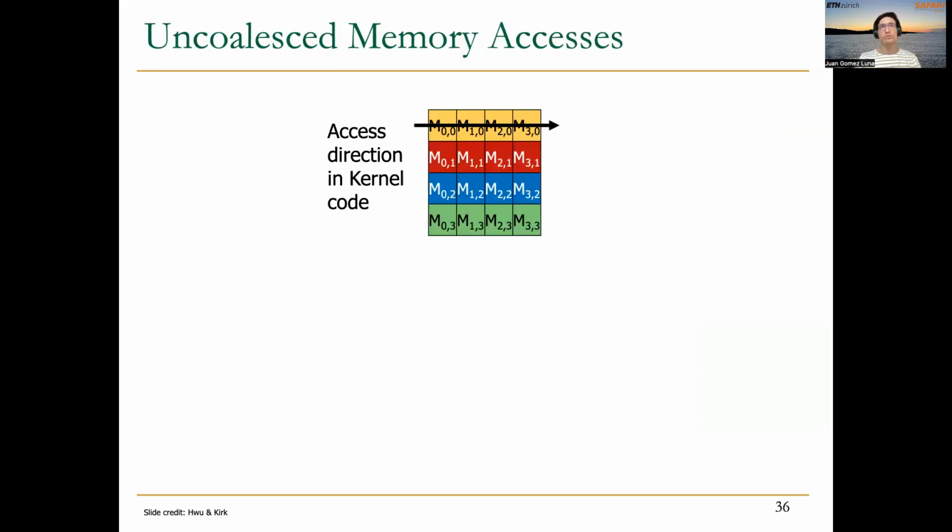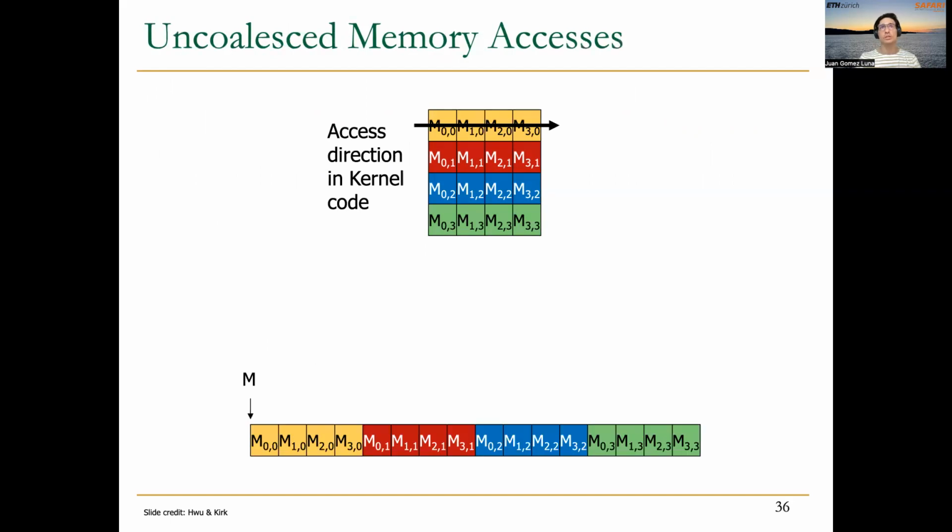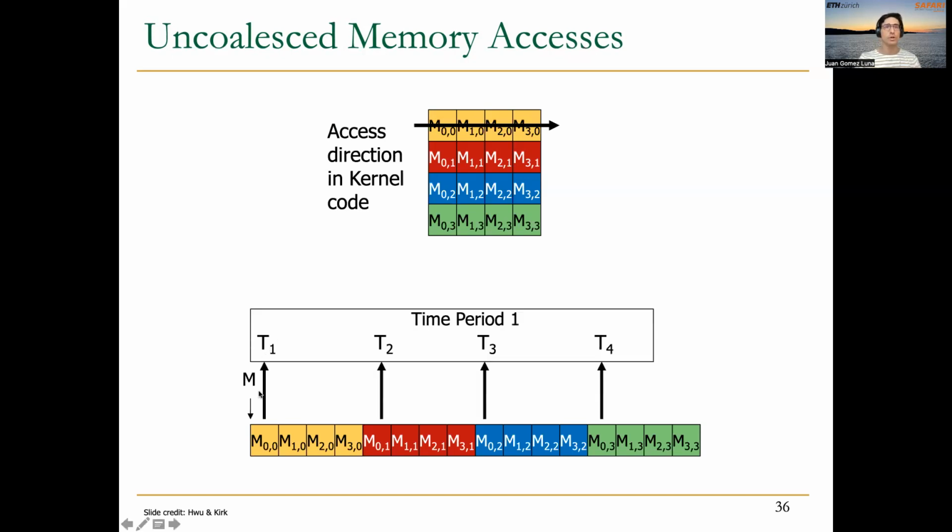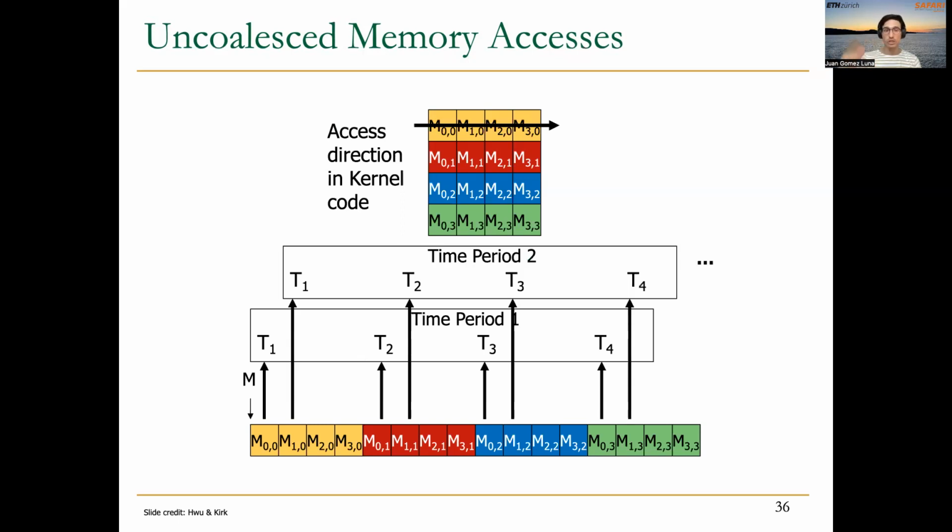To give you a clearer example, uncoalesced memory accesses happen when the direction in which the threads access values in different rows is horizontal. So for example, thread 0 accesses here, thread 2 accesses here, thread 3 accesses here. Observe that there is a distance between these accesses. The problem here is that we are going to have multiple memory transactions, and it's something that will be repeated in later iterations as well.